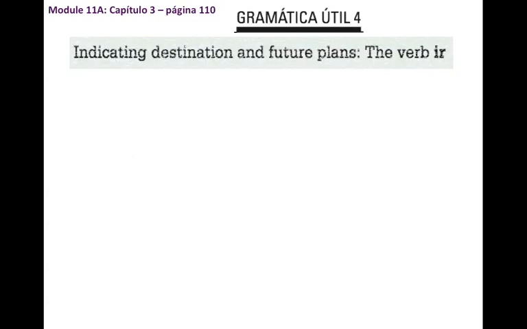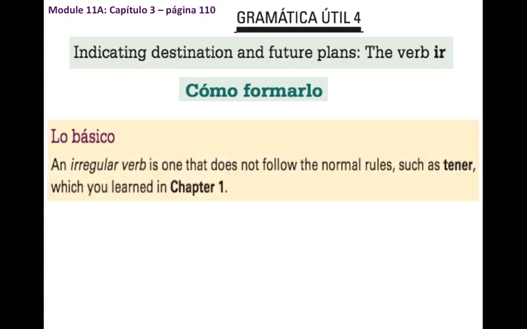And now, ¿cómo formarlo? A few things about forming our verb ir. First of all, lo básico, an irregular verb is one that does not follow the normal rules. So, for example, we've already worked with tener. It is very unique in how that verb conjugates. Ser is completely unique. Soy, eres, es. The verb ir, there is no other verb in the Spanish language that conjugates like the verb ir. So you just memorize the forms, and we'll be getting into that in a moment.